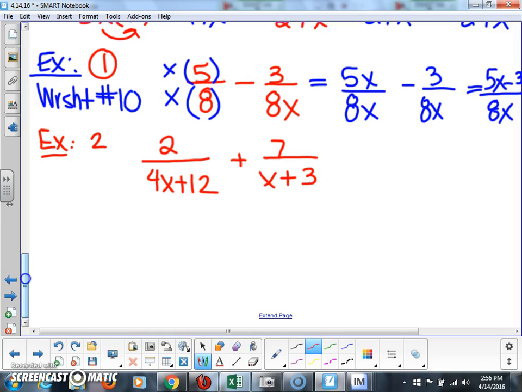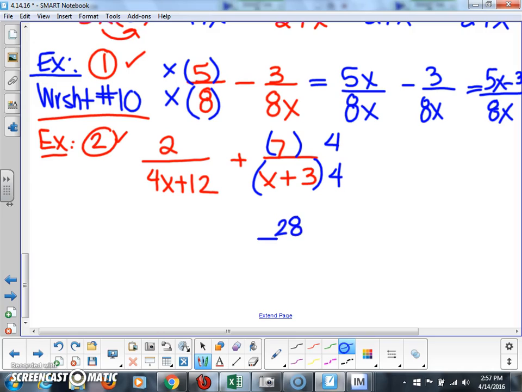Okay, this is from your packet, worksheet number 10. We already did example 1, and now we're doing example 2. Are the denominators the same? No. What do I need to do so that the x becomes 4x? Multiply it by 4. So you're going to multiply the numerator and the denominator by 4. What's 7 times 4? 28. Good. What's 4 times 3? 12, and then 4 times x? 4x.